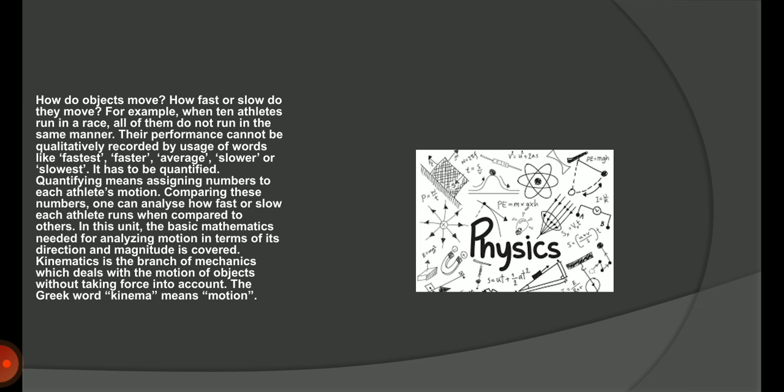How do objects move? How fast or slow do the objects move? For example, when 10 athletes run in a race, all of them do not run in the same manner. Their performance cannot be qualitatively recorded by the usage of words like fastest, faster, average, slower, or slowest. It has to be quantified. Quantifying means assigning numbers to each athlete's motion. Comparing these numbers, one can analyze how fast or slow each athlete runs when compared to others.